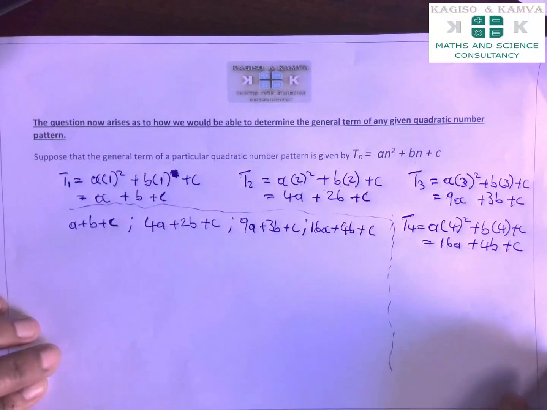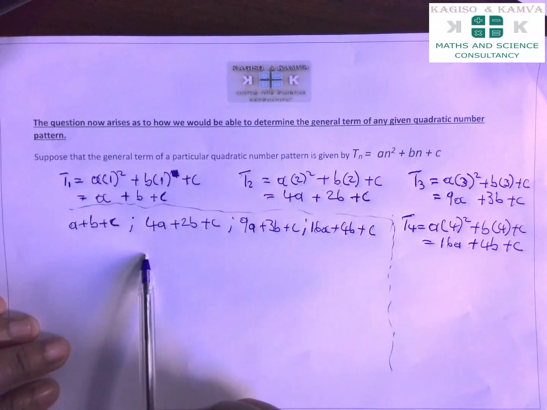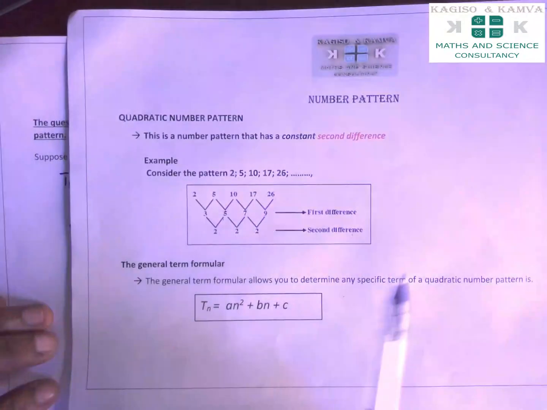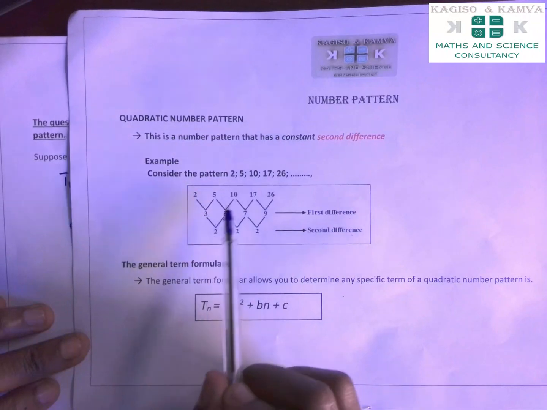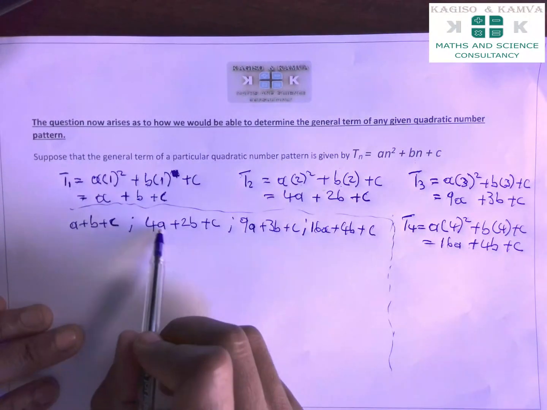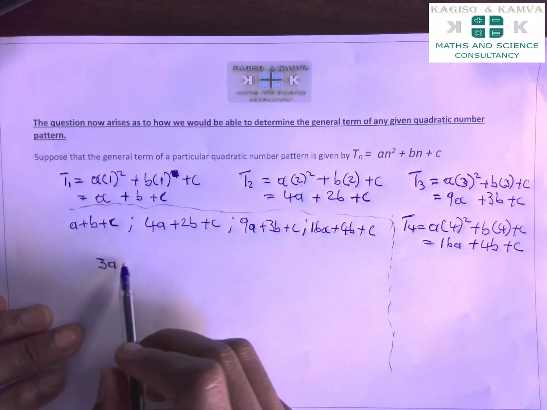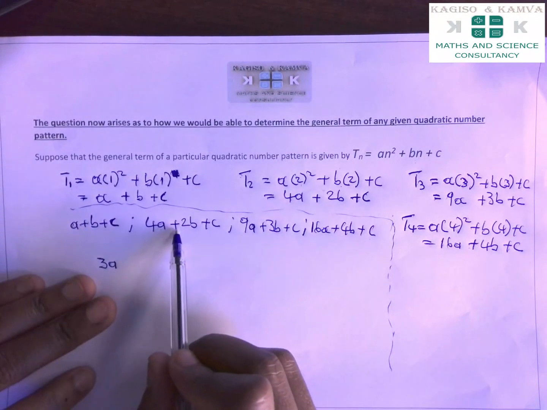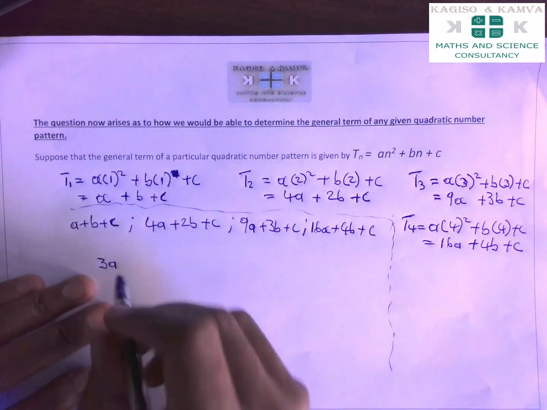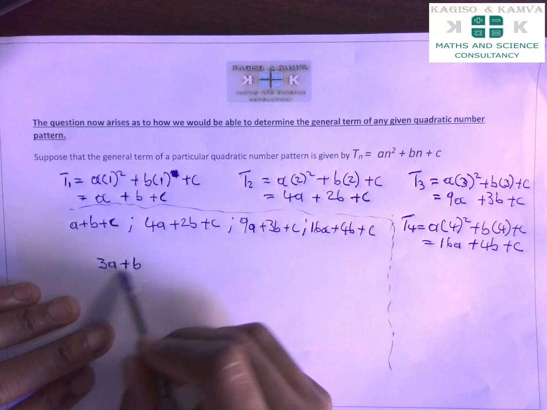Let us do it like this. Now we want to get the first difference. For a, we say 4a minus a, because we take the second term minus the first term, and the third term minus the second term. So 4a minus a is 3a. Then 2b minus b, the answer is b. And c minus c, the answer is 0. So we have 3a plus b.